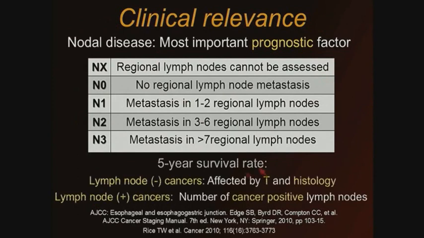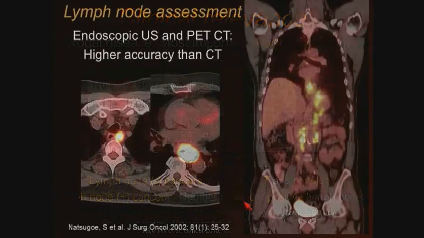And in esophageal carcinoma, nodal disease is the most important prognostic factor. It's the most important because it has been demonstrated that the 5-year survival rate in patients who have negative lymph nodes mostly depends on the T, the type of tumor, the size of the tumor, the degree of local invasion of that lesion, and the histology. But if the patient has positive lymph nodes, then the survival directly depends on the number of cancer-positive lymph nodes.